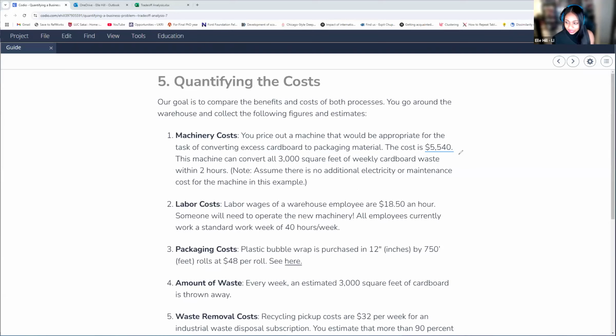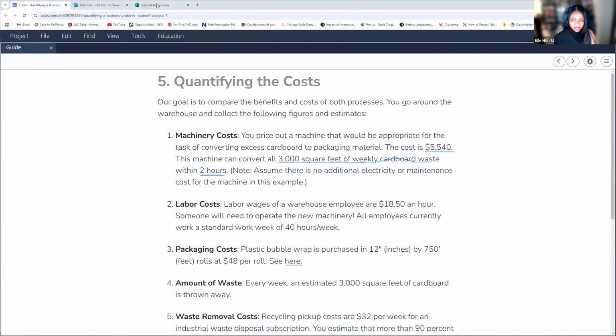So not only do we have to buy this cardboard perforator, the machine is going to take up space, and this is space that we have to pay for. It's good that our machine can convert all 3,000 square feet of weekly cardboard waste within 2 hours. This means an extra 2 hours of labor. So let's just keep in mind this machinery cost.